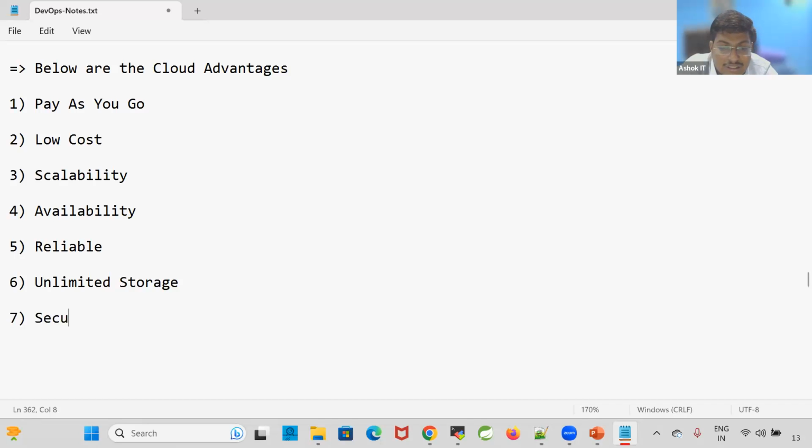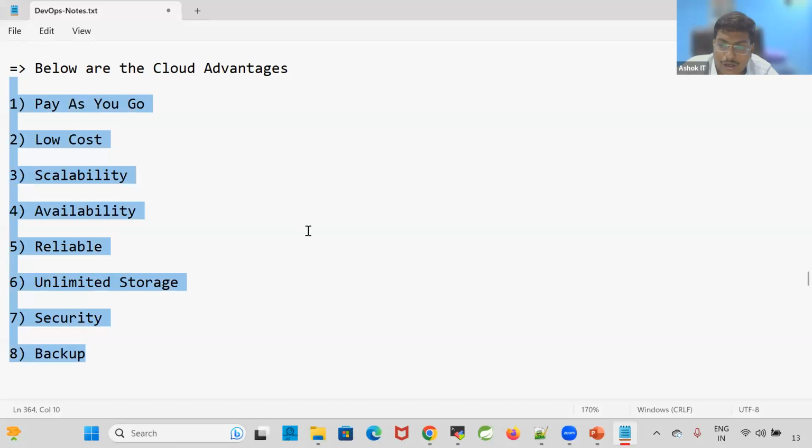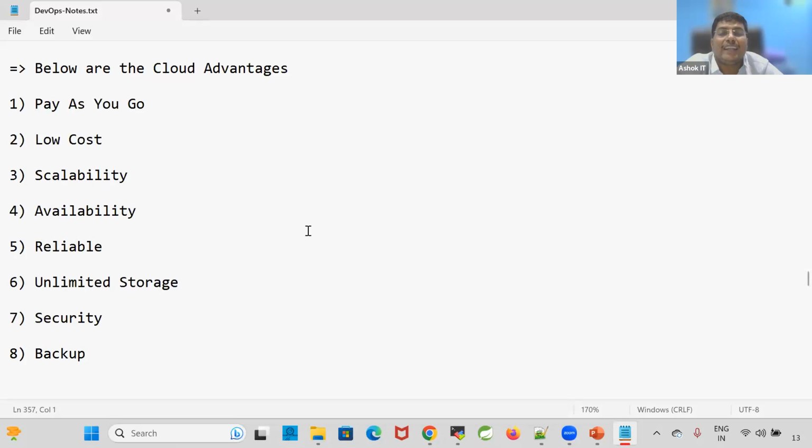And the next one, security. Security is the responsibility of the cloud provider, and the backup is the responsibility of the cloud provider. These are all the advantages of going for cloud computing. Are you guys clear? Are you guys clear with my point? Do I need to bother about maintenance issues now?